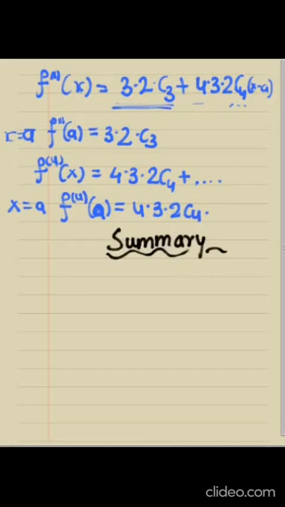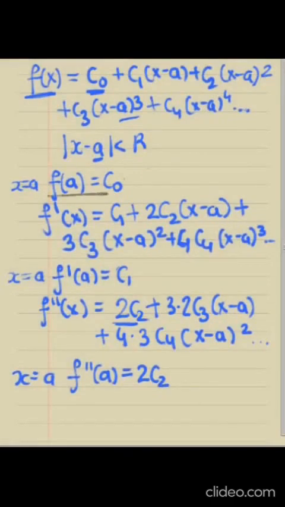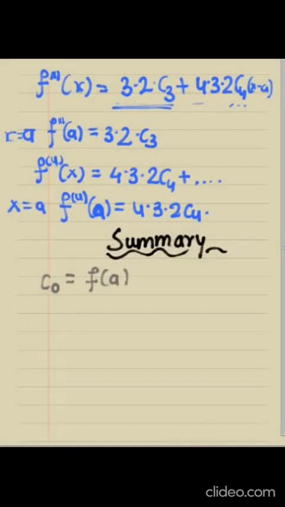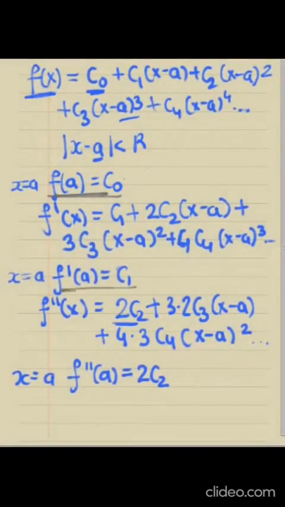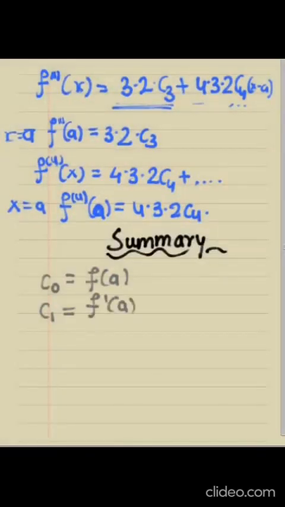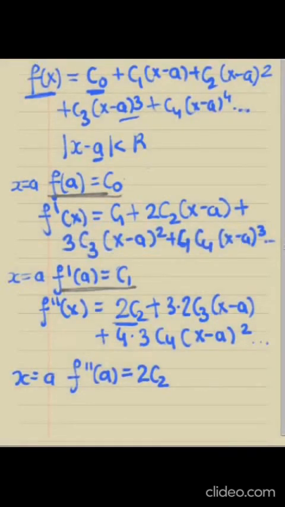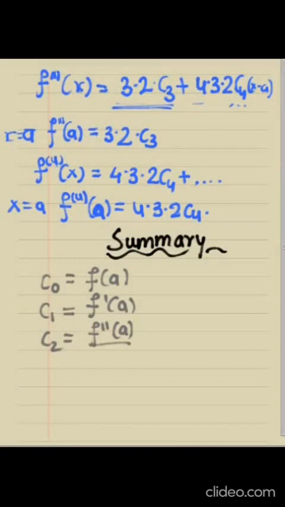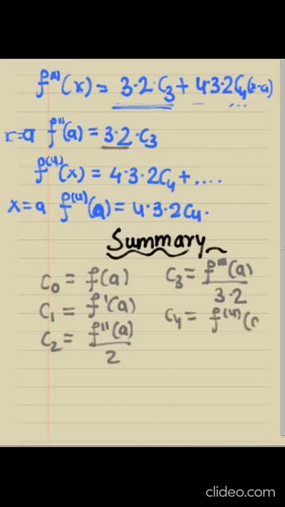And now to summarize all the values that we just wrote, we have c naught equals f of a, c1 equals f prime of a, c2 equals, as we saw here, f prime prime of a over 2, c3 equals f triple prime of a, as we saw here, over 3 times 2, c4 equals f fourth derivative of a over 4 times 3 times 2.